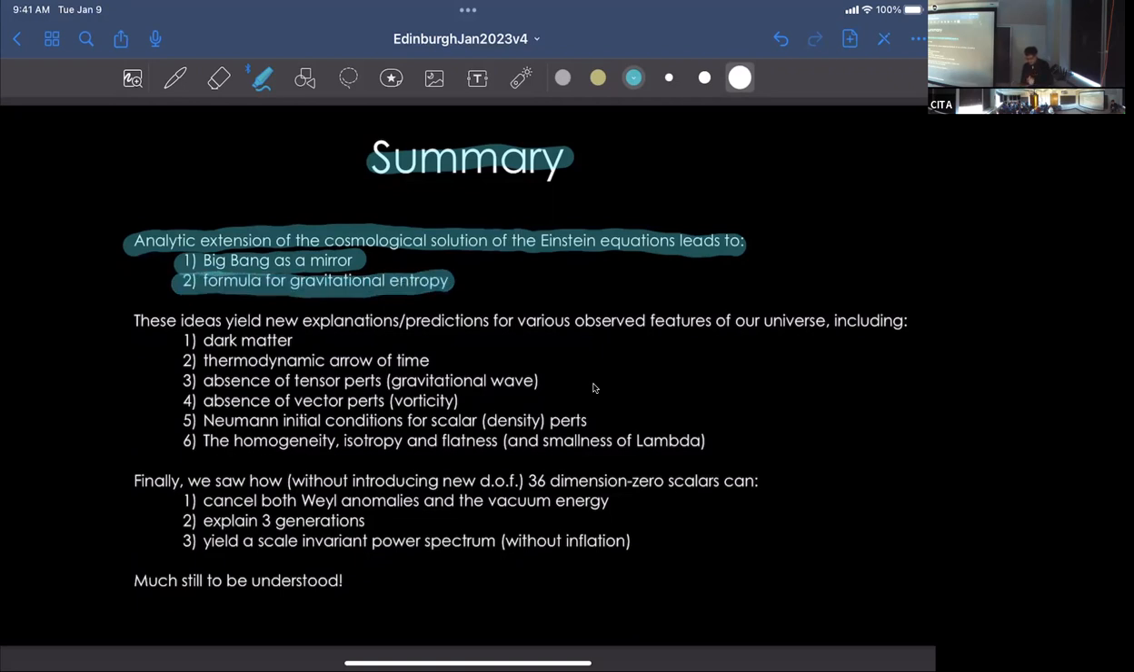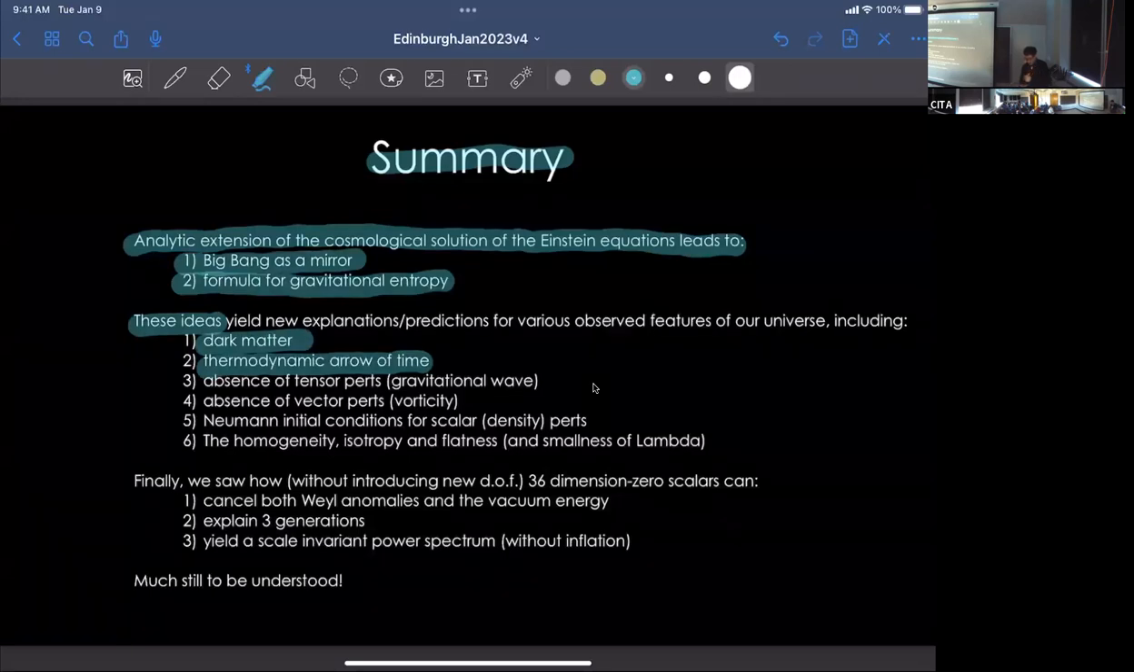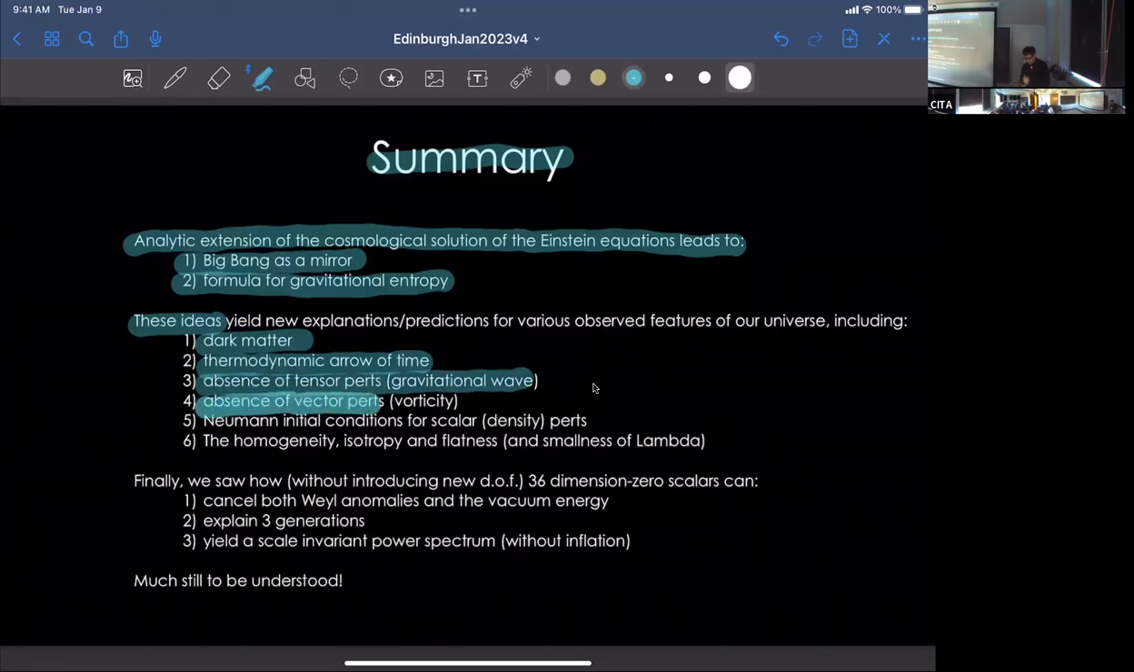And I tried to explain that these ideas give new explanations for what the dark matter is, predictions about explanations for the dark matter, for the thermodynamic arrow of time in the matter sector, for the absence of primordial tensor perturbations or gravitational waves, the absence of primordial vector perturbations or vorticity, for the Neumann initial conditions for scalar density perturbations, the fact that they're synchronized at early times, and for the homogeneity, isotropy, and flatness of the universe, and for the smallness of the positive cosmological constant, modulo the things which Dick pointed out earlier.